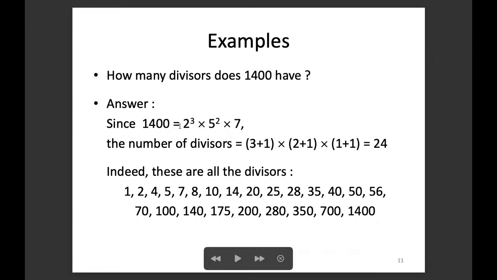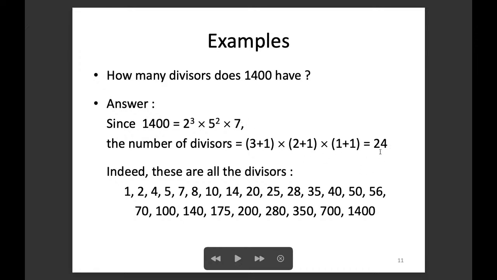We now know that any factor or divisor of 1400 must have some number of 2s inside, some number of 5s inside, and some number of 7s inside. The number of 2s in a divisor of 1400 can range from 0, 1, 2, to 3 2s, okay? So for the choice of how many 2s the divisor will have, there are 3 plus 1 choices, because you can have 0, 1, 2, 3. The number of 5s for a particular divisor has 3 choices: either 0, 1, or 2 5s. For 7, either 0 or 1.